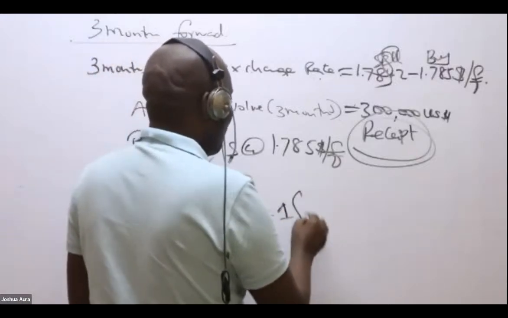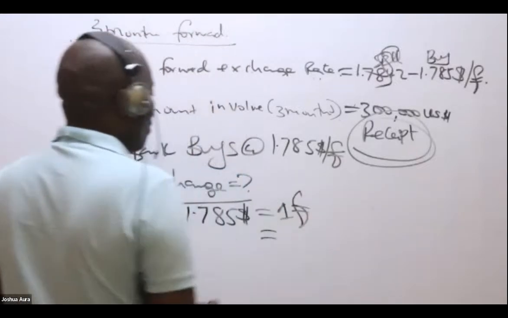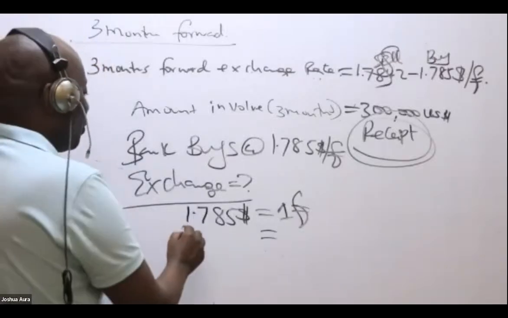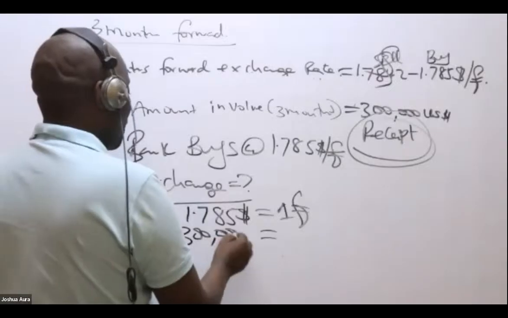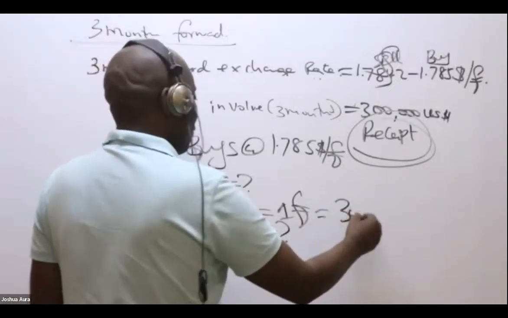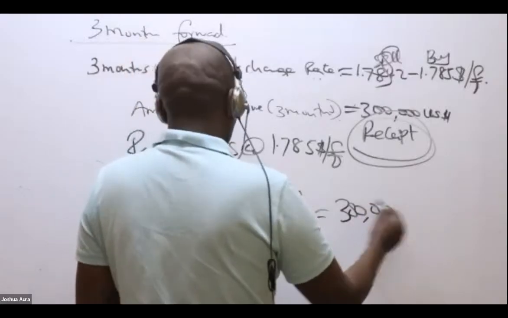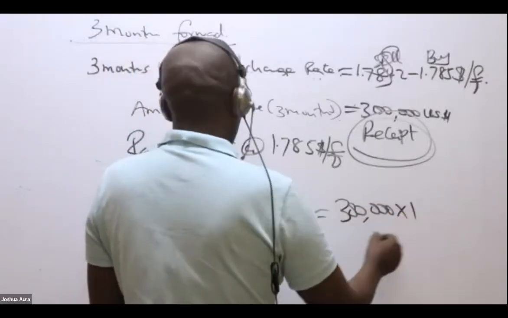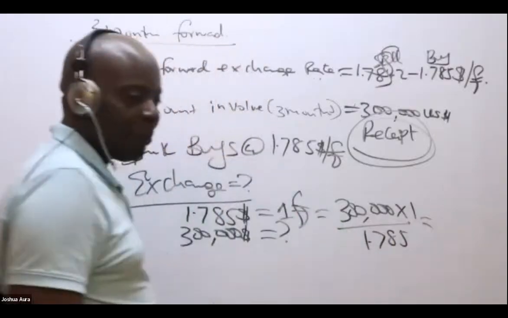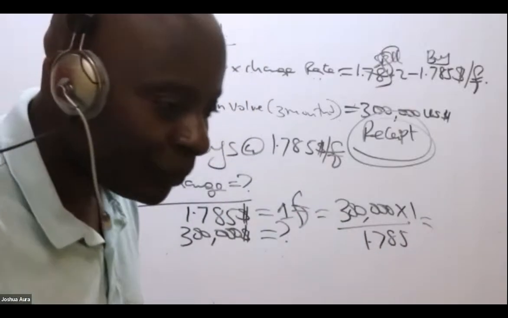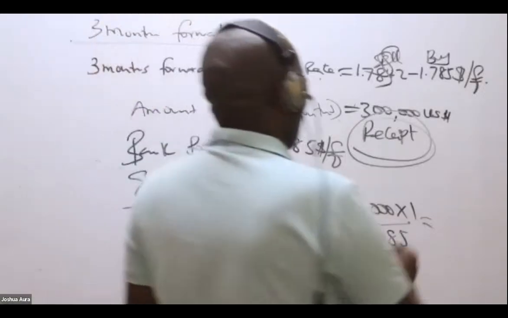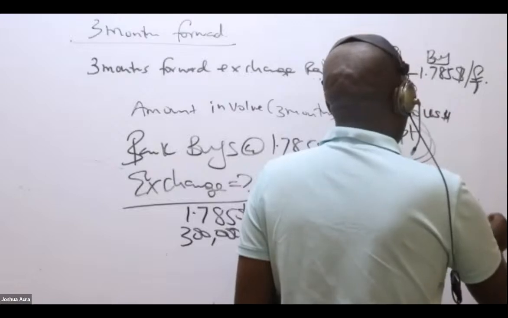$1.785 equals £1. How about in this case here, 300,000 US dollars? So we cross multiply. What do we have? We have 300,000 times 1 divided by 1.785, which will end up giving us what figure? The calculator gives me 168,067.